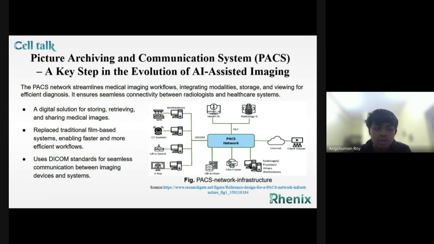It followed particular DICOM standards for seamless communication between imaging devices and systems. And the main thing it contributed is the data that modern AIs are trained on. It laid the foundation for AIs to be trained later. What can I say? Like starting a generational flow.